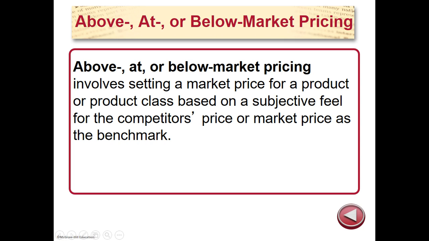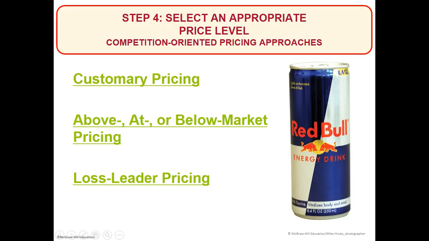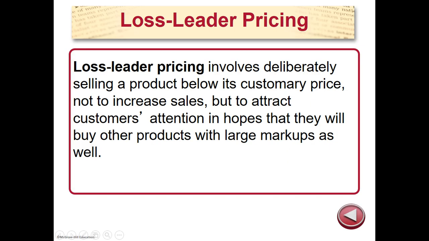So you have a product. I'm sure you can find a similar product in the marketplace. You can set your price at the market price, just the same price as others, or below or above. Okay. Then there's loss leader pricing. What's loss leader pricing? It involves deliberately selling a product below its customary price, not to increase sales, but to attract customers' attention in hopes that they will buy other products which have large markups as well.